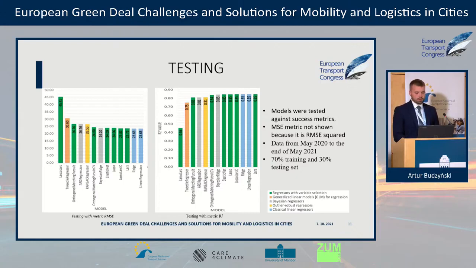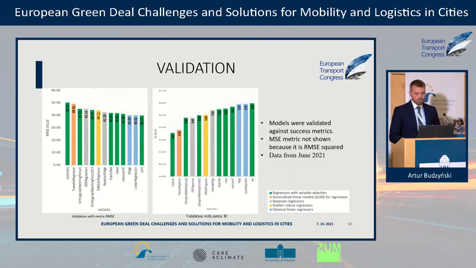You see here the scores of these models. Then all tested models are saved, and we gave them new data from June 2021, and the results of the validation are shown here. The best is the Lars model.